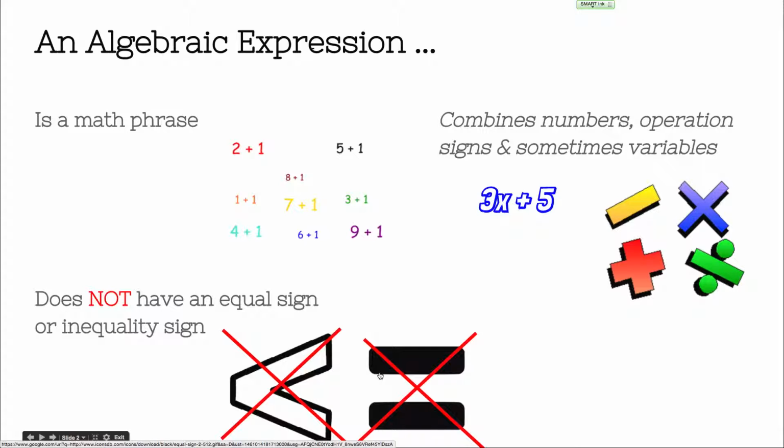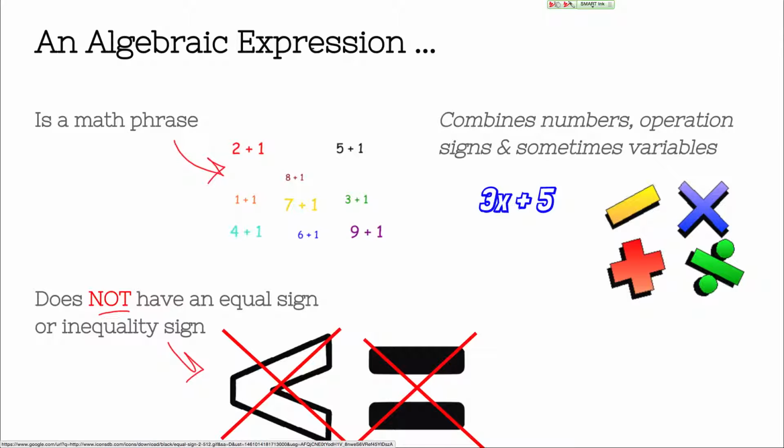Okay, an algebraic expression. An algebraic expression is a math phrase. So you see these phrases on the right. A phrase, I always like to think of in reading, is just part of a sentence. A math phrase is part of a number sentence that might usually have an equal sign. An algebraic expression does not have an equal sign or an inequality sign. This symbol right here is an inequality sign. That's a greater than or less than symbol.